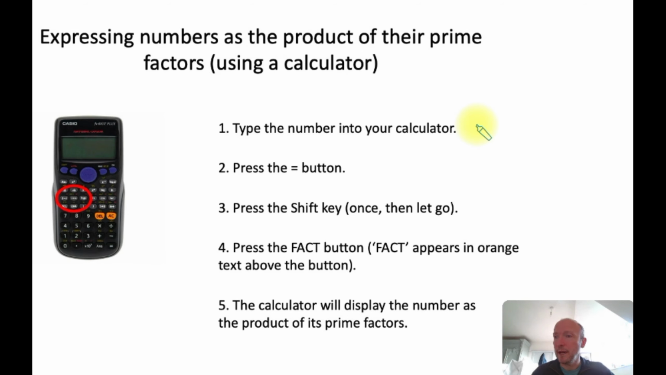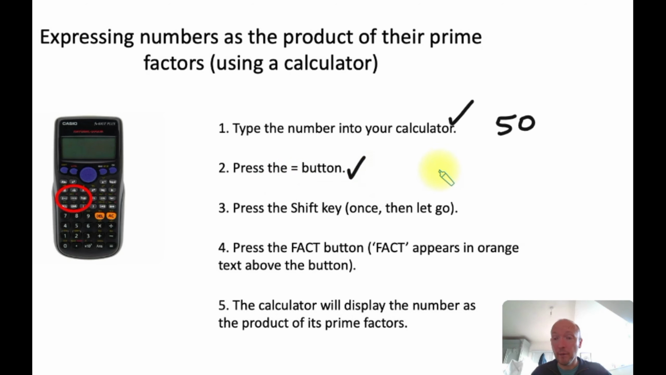Type the number in that you want to do. So I'm going to give you an example. We had a 50 before that I maybe needed to go over. It's not obvious, that one. So we're going to type the number 50 into the calculator. Okay, right. Have you done that? Good. Right. Now press the equals button on the calculator.